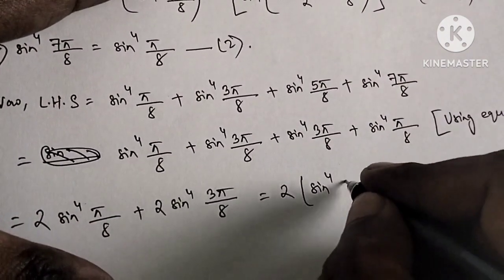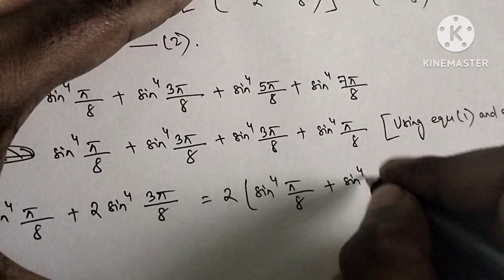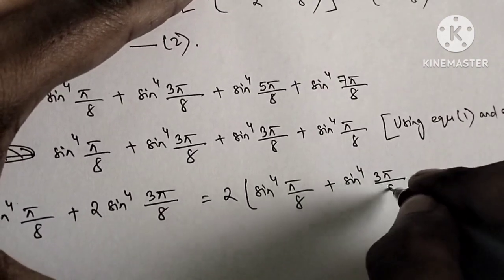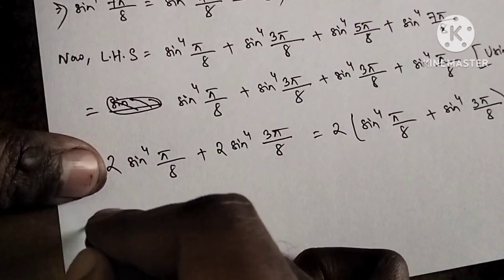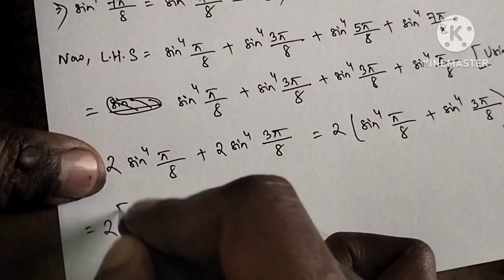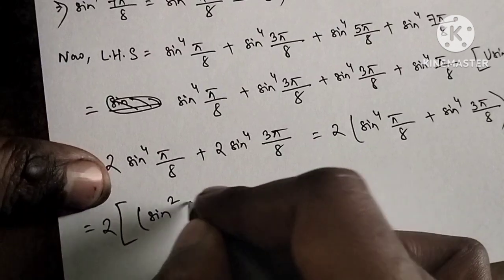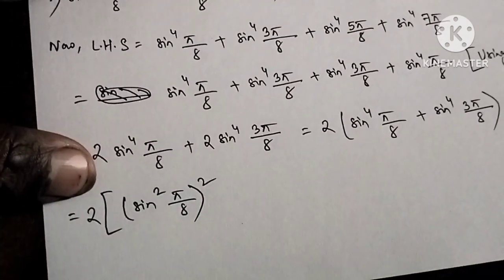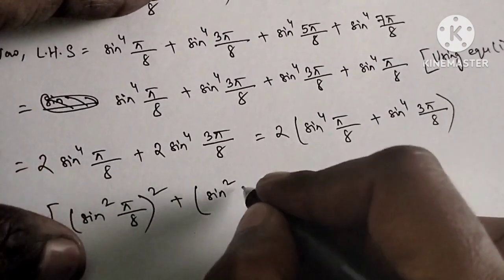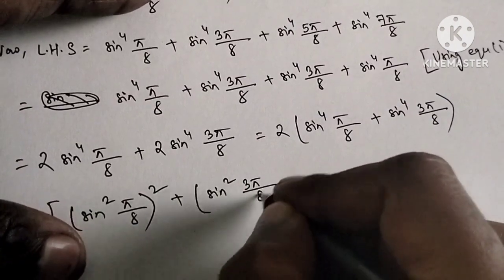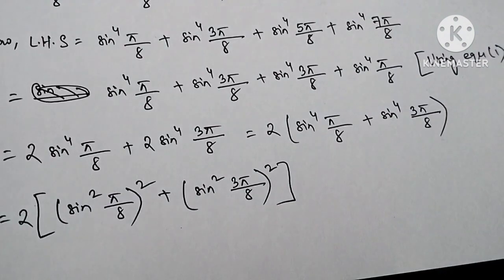Sine to the power 4 pi by 8 plus sine to the power 4 3 pi by 8, right? So now I will write this in this way: 2 into sine square pi by 8 whole square plus sine square 3 pi by 8 whole square, right?